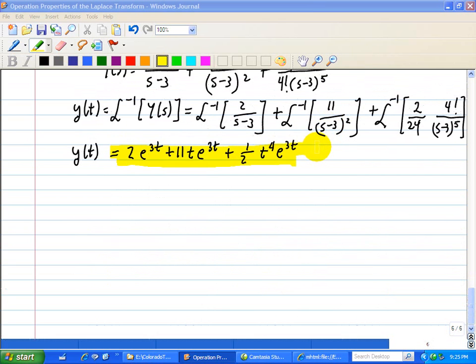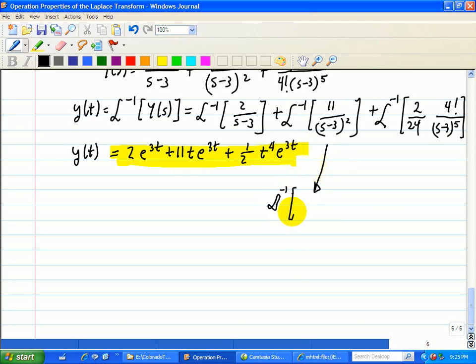Now let me just repeat. When we use the property right here, we basically want to find the inverse Laplace transform of 1 over s squared, and wherever there's an s we replace it with s minus 3, and that's the same thing as t e to the 3t.